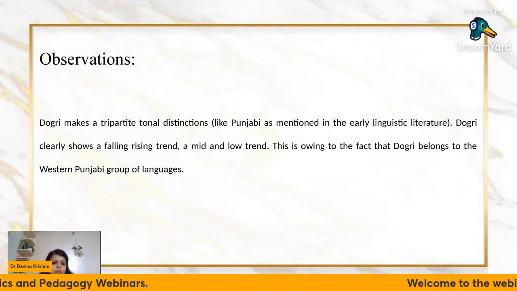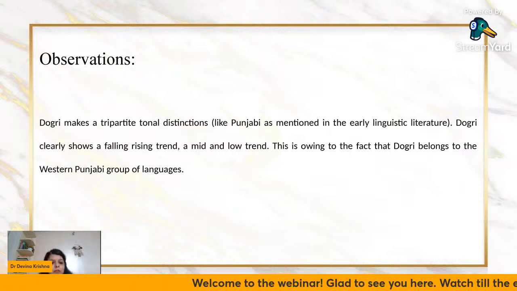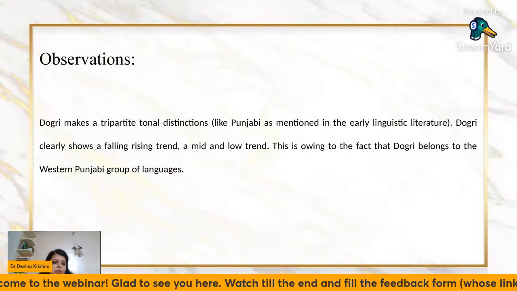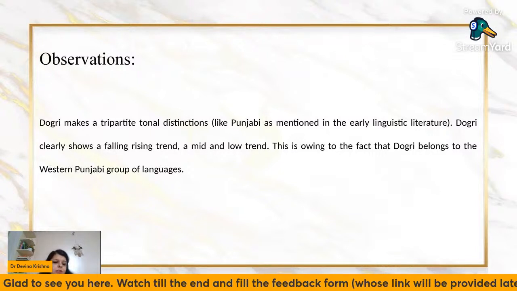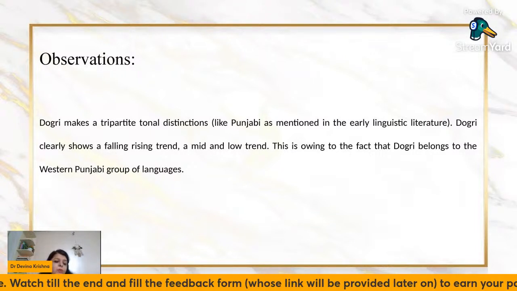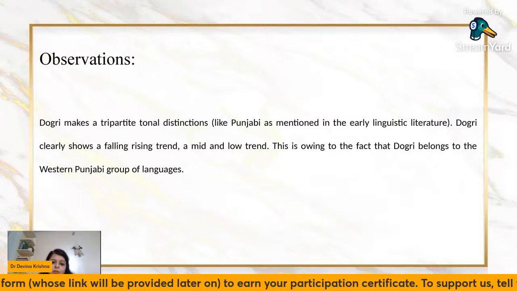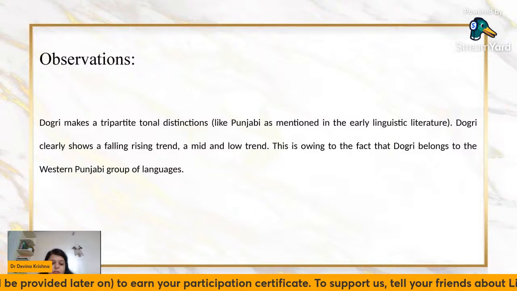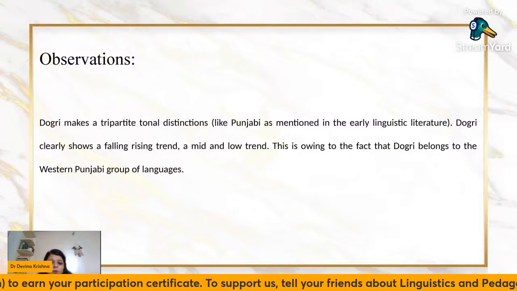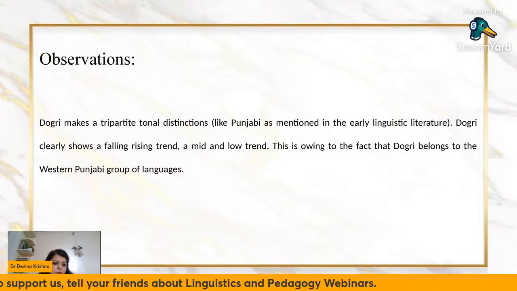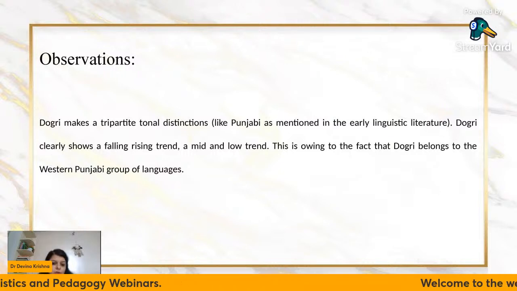So this was the observation which I could find, that other than Punjabi, we also have the Dogri language making tripartite tonal distinctions, and it is clearly showing from the data I have collected a falling, rising trend, a mid and a low trend. And of course, we always say that Dogri also belongs to the Western Punjabi group of languages, so there is some influence of the other language as such. We can see a lot of similarity in some of these words, where Dogri shows resemblance with Punjabi.